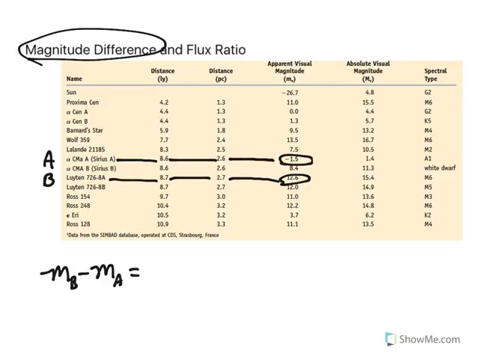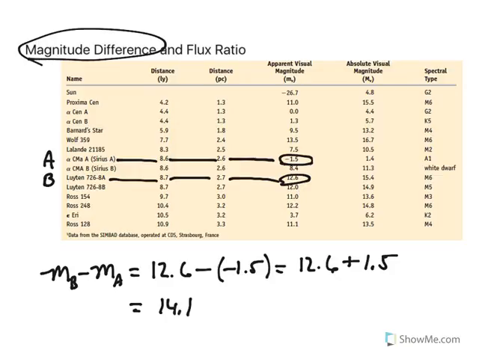So if we look in the table, notice we dropped the sub v because both magnitudes are given in the visual band. So we're just going to call it m sub b for the B star, and m sub a for the A star. So m sub b is 12.6, and we're going to subtract off m sub a, which is a negative 1.5. So we have 12.6, and a negative 1 times a negative 1 is a plus 1.5. We solve, it's 14.1. So the magnitude difference between the A and the B star is 14.1.